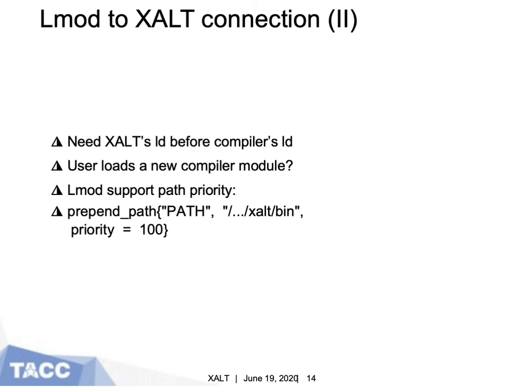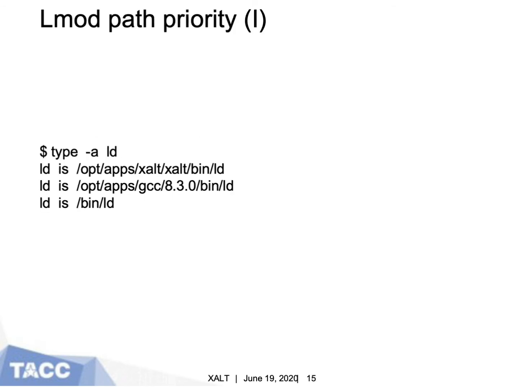Lmod supports path priority. So for example, I can prepend a path and give it a priority. This means to Lmod that anytime the path gets reconstructed, the ones with a higher priority move earlier in the list. So let's give an example of that. The XALT module is loaded here, and I'm now going to list all the places that ld can be found in the path. It shows that the one in XALT is found, then the one from GCC 8.3 is found, and then the system one is found.